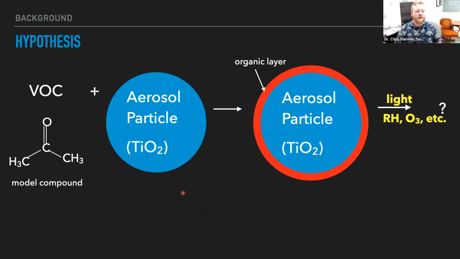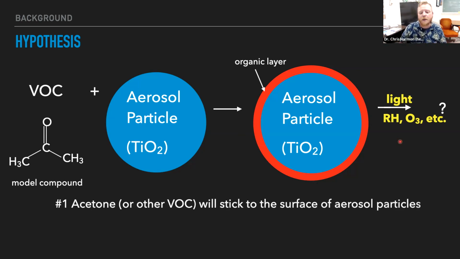What I'm doing is we're looking at a model VOC, and we've chosen acetone to start. It's not my favorite compound by any means, but it's a good model compound to start with. And so what I'm interested in is how a compound like this or other volatiles is able to get picked up by some aerosol particle and perhaps form some organic layer and then go on to be further modified by light or humidity or oxidants.